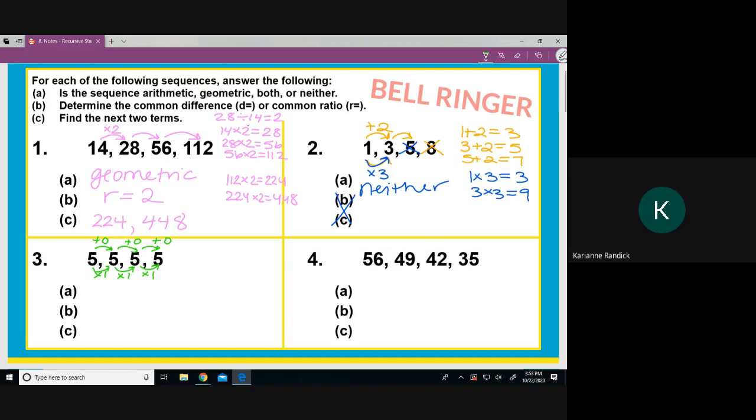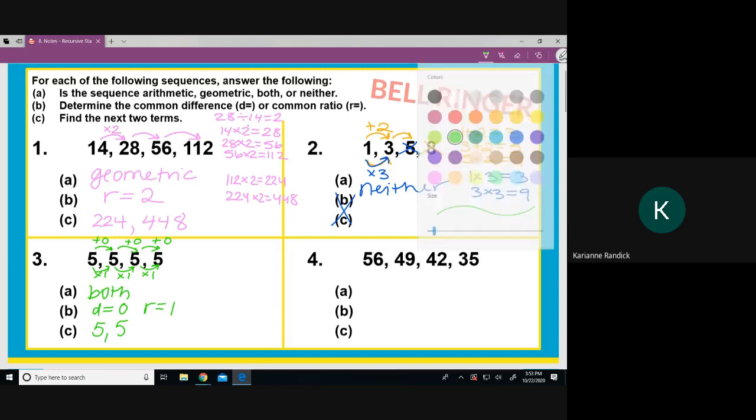So remember, anytime it's the same number repeated, it's both. For your arithmetic, that is d equals 0, because you're adding 0 each time. And for geometric, that's r equals 1, because you're multiplying by 1 each time. So 5 plus 0 is 5, plus 0 is 5, and that's the rest of your sequence: just the same number over and over.